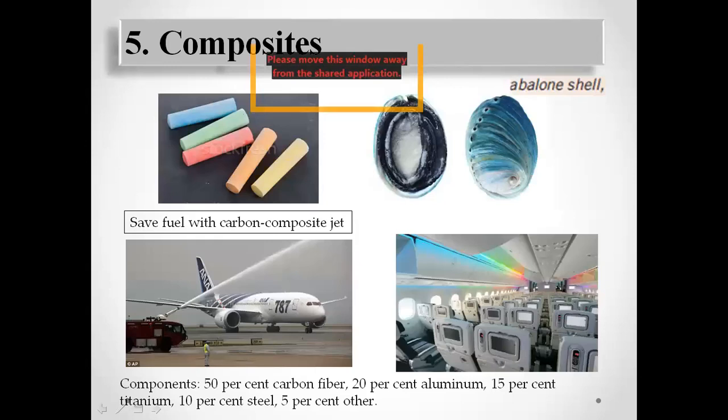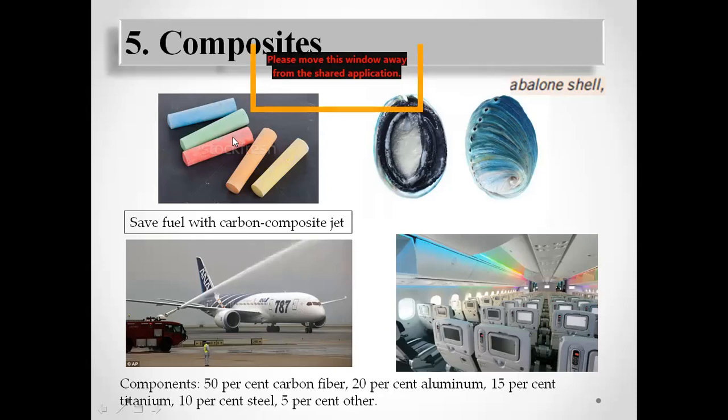In composites, again you should know what composites are, how they are classified, and what the applications are. Why are composites better than normal ceramics? Why do we need composites? You should know these things. Here I have given an image of a normal chalk piece, which we use almost daily. You all know this is made of calcium carbonate, calcium oxide, calcium based materials.